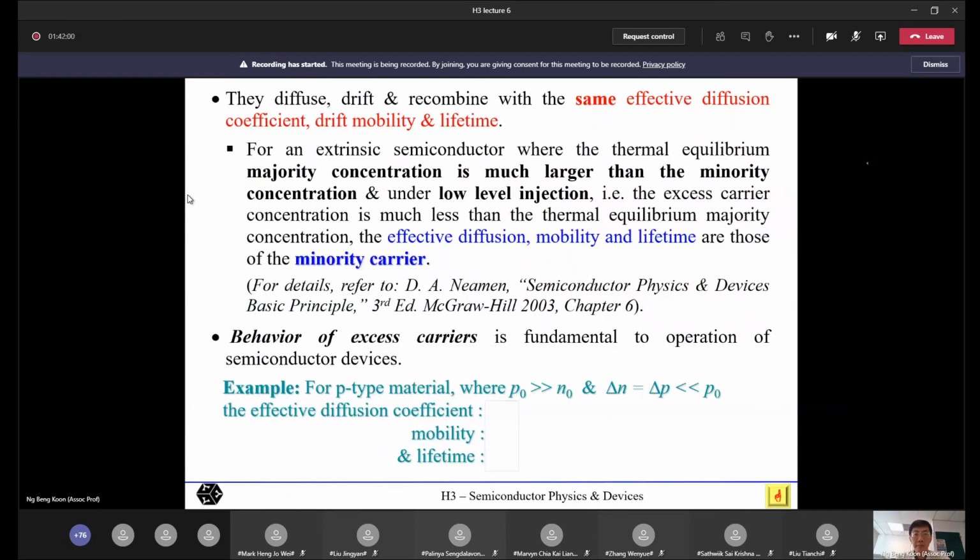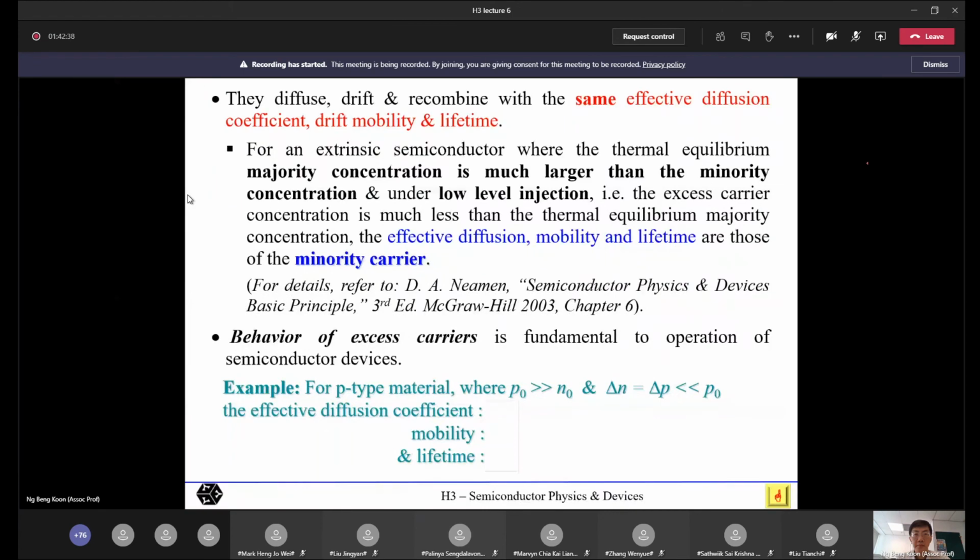So what you'll find is that under non-equilibrium condition, the extra carriers that are produced, their transport parameters, the way they diffuse, the way they drift, would follow that of the minority carrier in the semiconductor. The two carriers that are created will basically move similarly, and the transport parameters they have will follow that of the minority carriers in the semiconductor.